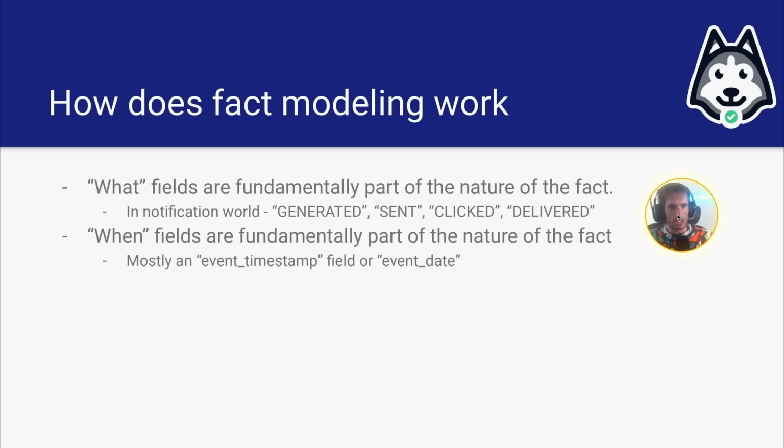And you can think of all sorts of what fields: someone made a transaction, someone took a step, someone did some sort of event, someone threw a party. There's all sorts of different events that can happen that are the what. And think of those what events usually as atomic.